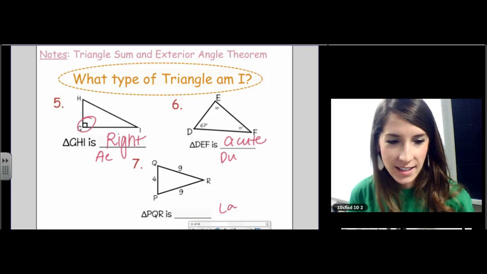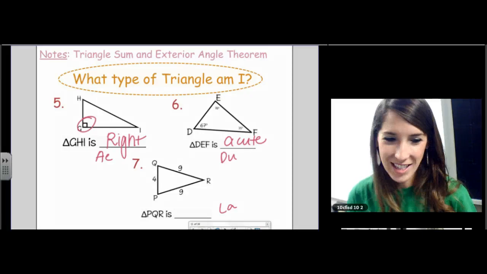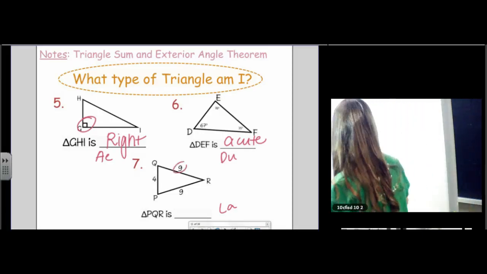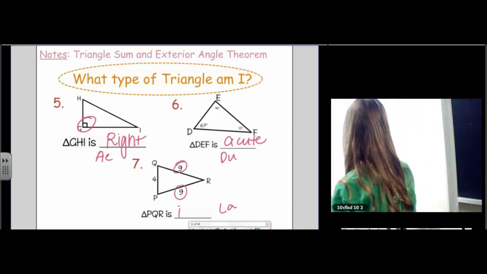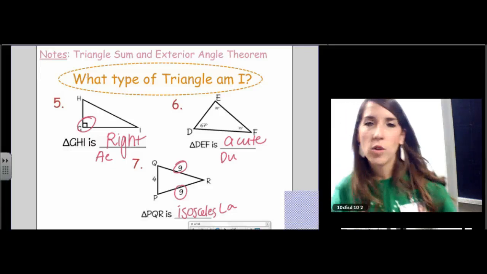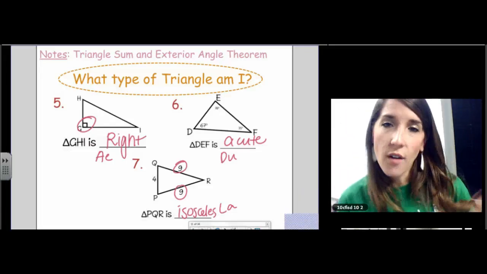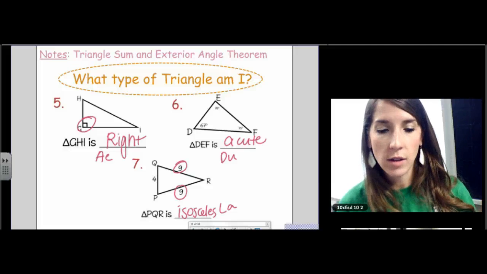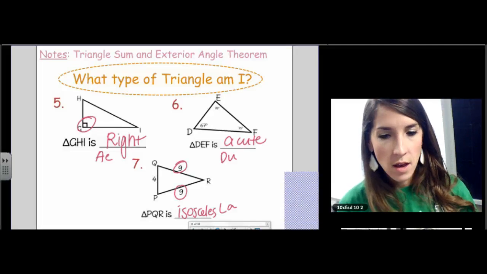Number 7 is isosceles because 2 of the sides are congruent. When 2 or more sides are congruent, it's isosceles. And if all 3 sides are congruent, you would call it equilateral. You wouldn't call it isosceles. Okay? So number 7 is isosceles.